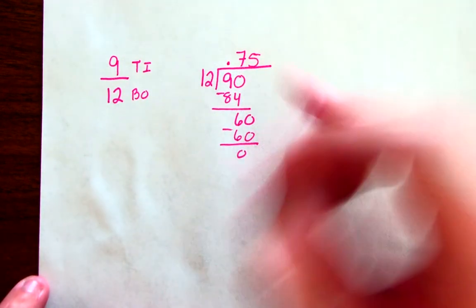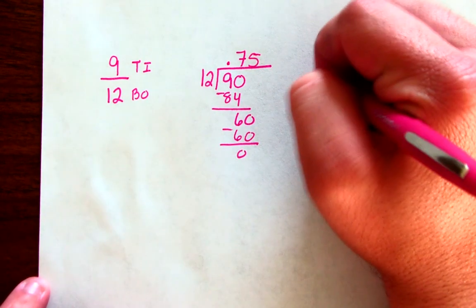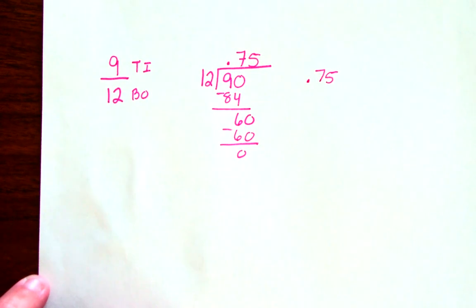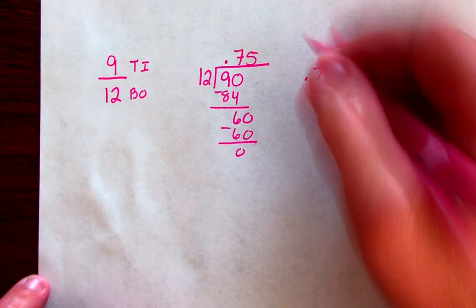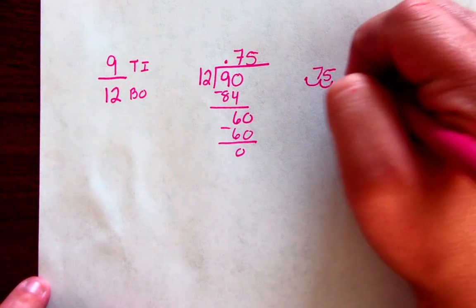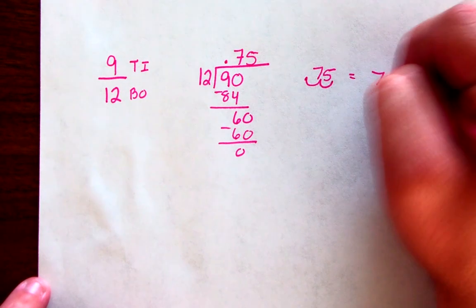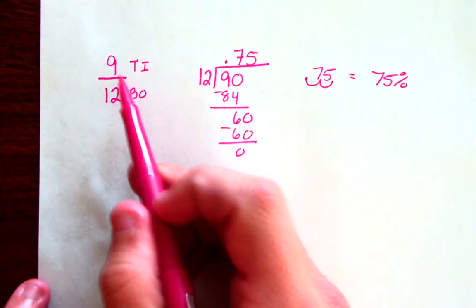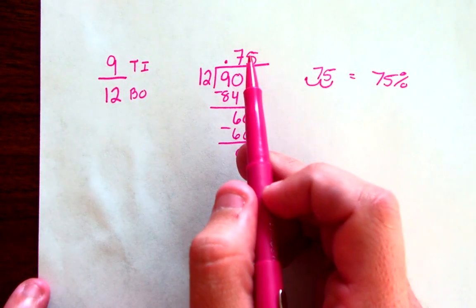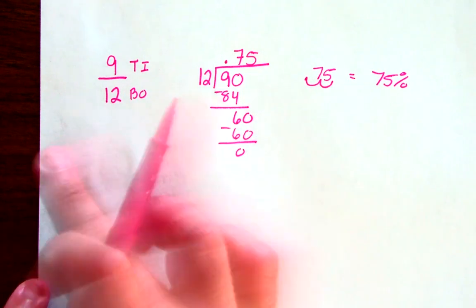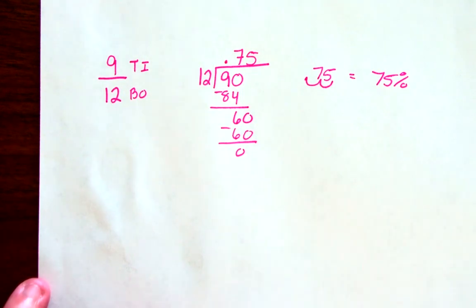Well, you just turn the fraction into a decimal. And how do you turn a decimal into a percent? You move your decimal 2 places to the right. So once again, you went from fraction to decimal to percent. This way will always work 100% of the time.